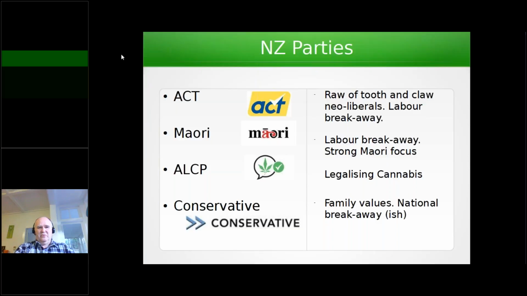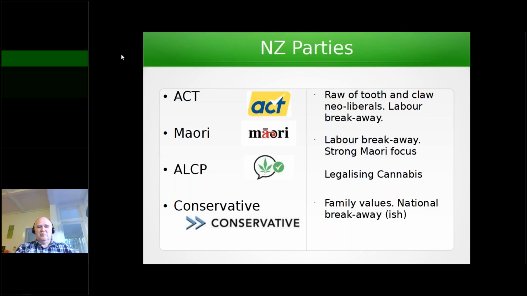And there we go. Now the next one on screen is the ACT Party. I call them raw and tooth and claw neoliberals. They're a Labour breakaway. They're the 5% flat tax guys and all that sort of stuff, with very little regulation on anything, and market forces all the way. They have had up to 9 MPs in the past, but for several elections now, they've not been able to manage more than one.